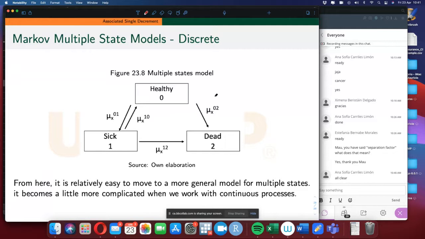So multiple decrements models are just specific models in this general context of multiple state models. And multiple state models are used a lot in insurance because we can study how people are moving between different states. Of course, sometimes they can move back and forth, for instance between being healthy and being sick. People who are healthy can get sick and then go back to being healthy. It's really complicated to move from state to state, at least in this model, because people who die are going to stay in that state forever.